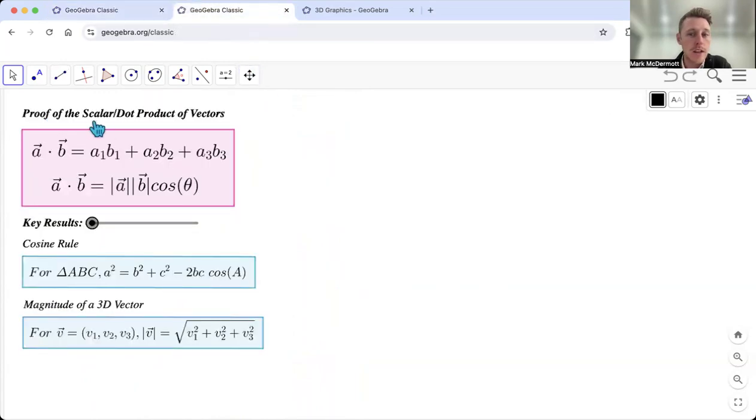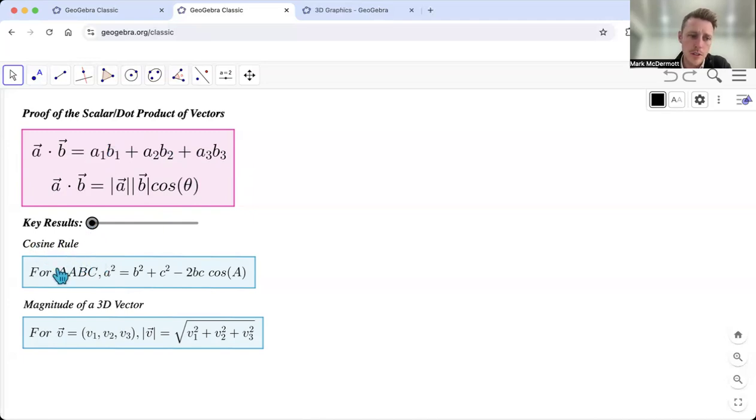Okay, so proof of the scalar or dot product, more commonly known as the dot product, sometimes known as the scalar product. Here it is. If you've got two vectors, vector A and vector B, you take the dot product of them, and that's equal to A1 B1 plus A2 B2 plus A3 B3. Geometrically, the dot product between two vectors is equal to the magnitude of vector A multiplied by the magnitude of vector B multiplied by cosine of the angle between the vectors. We're going to explain where all this comes from in a moment.